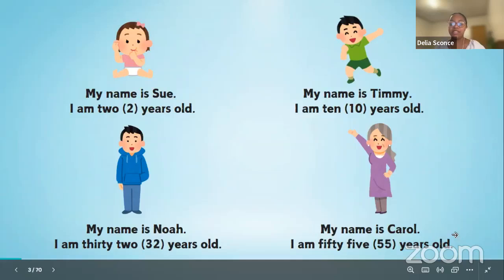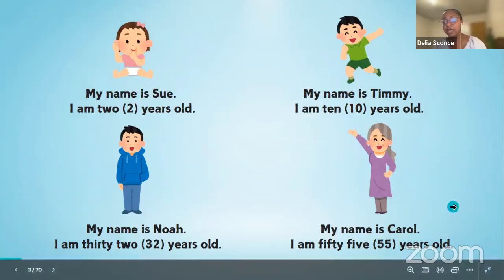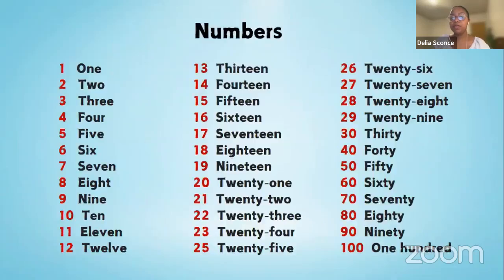All right. So we've started off with our names and numbers and ages. It's a revision of our last class. All right. So we started looking at the numbers.